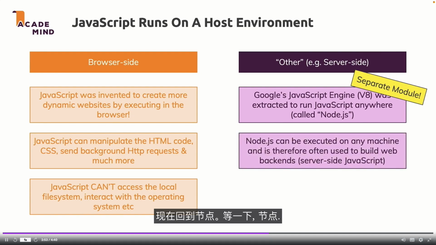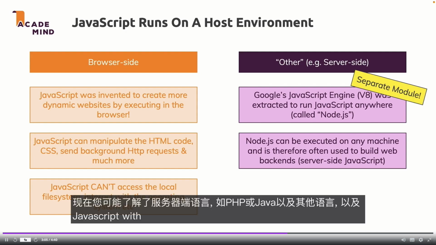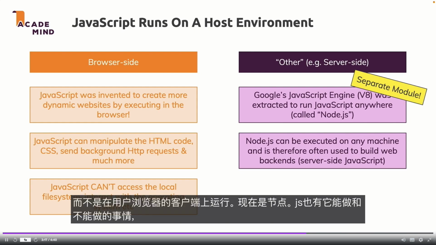Now back to Node.js though for a second. Node.js can be executed on any machine, and therefore it's also often used to build web backends, to build web servers. Server-side JavaScript is also something you often hear as a description for that. Now, you might know about server-side languages like PHP or also Java and other languages as well. Well, JavaScript with Node.js can also be used to run it on the backend of a web page, so on the server and not on the client in the browser of your users.